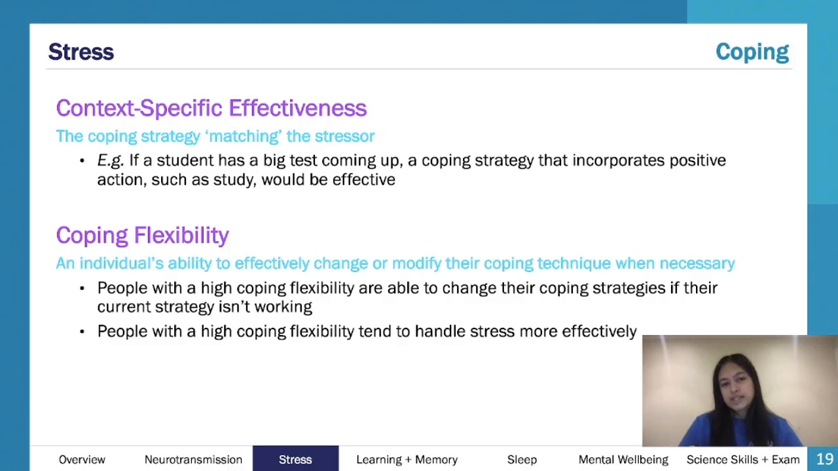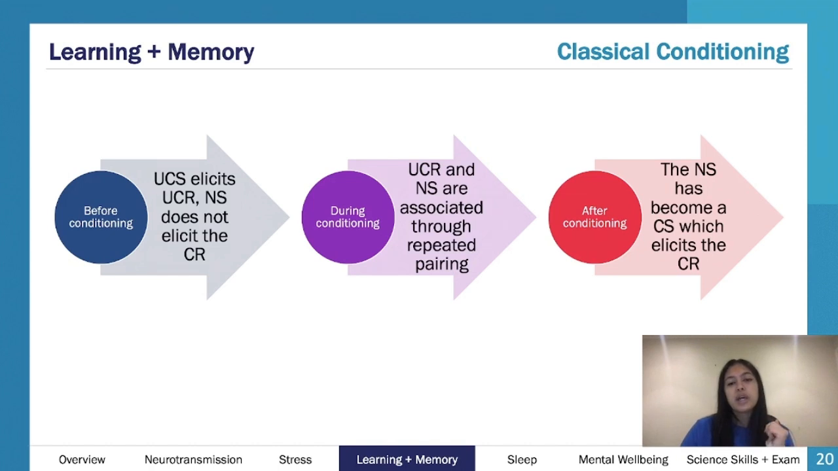And very closely tied in with that is this idea of coping flexibility. So if you've got a coping strategy and you realize, okay, it's not working, having the ability to realize that and then use something else, using new coping strategies and trying them out, realizing when situations are different and when one strategy might not work for something else. You're being flexible. Okay, hopefully that all makes sense with stress.